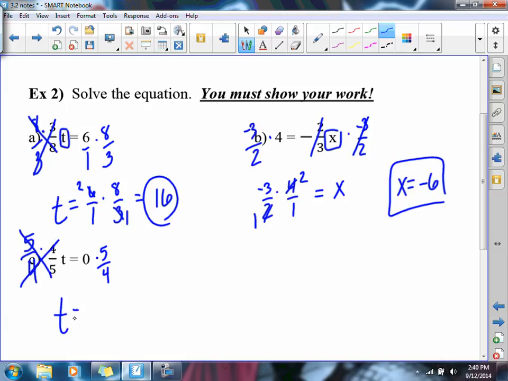But 0 times anything is just 0. So even if you know, hey, if I'm taking a number times something and the answer is 0, that something has to be 0. That's fine. You can just go right to t equals 0. If you need to show your work and reason your way through it, that's fine too.